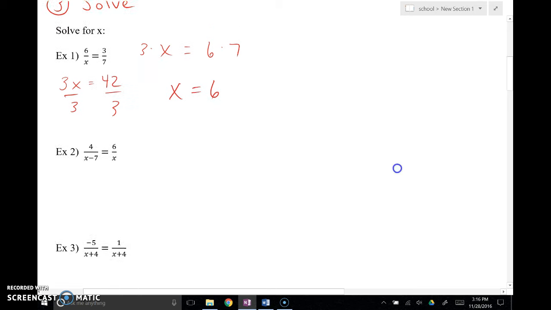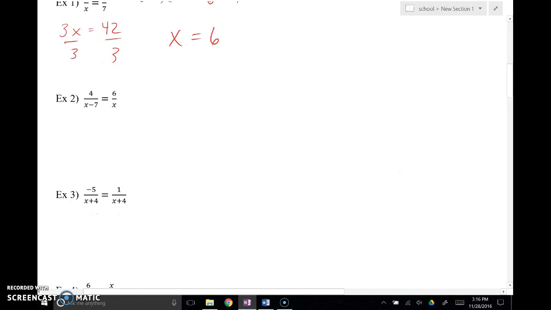Alright, a little bit more challenging is when the denominator has a binomial in it. So again, we're going to cross multiply. So 6 times x minus 7 and 4 times x. Well, now I need to make sure I distribute on the left side. 6x minus 42 equals 4x.